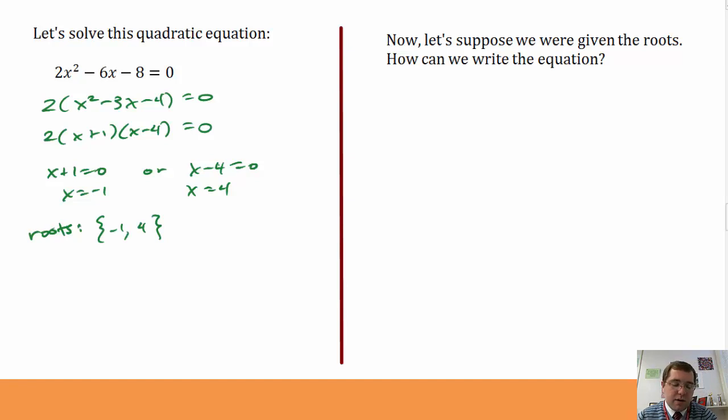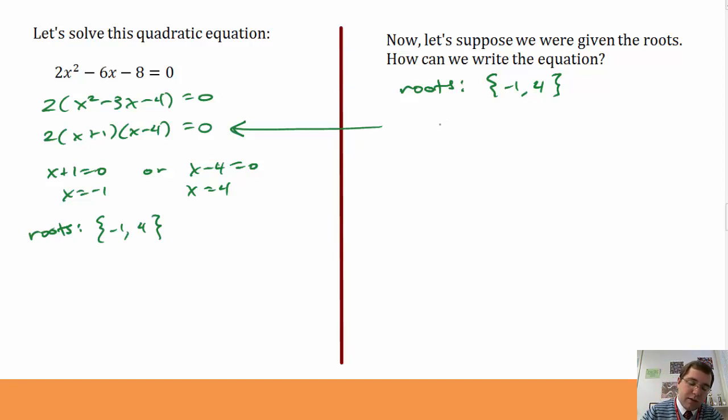But let's say we're going backwards, and we have the roots, and we want to write the equation. So let's say we are told the roots are negative 1 and 4. How can we write the equation? Well, we can do so by starting from that step, except we won't know the 2. The 2 didn't play a role in what the roots were.